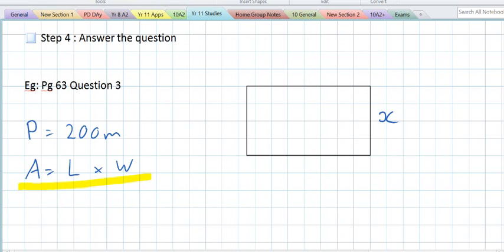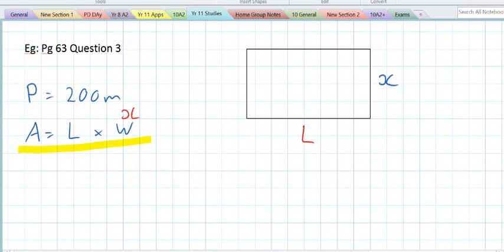to find the area. Now we know one of those variables, the width, is x. That's easy. We need to find an expression for the length. Alright, so let's put length there. And now we can use the first piece of information we were given, the perimeter, to help find an expression for length in terms of x. So we can say that the perimeter of 200 is equal to 2x plus 2l.